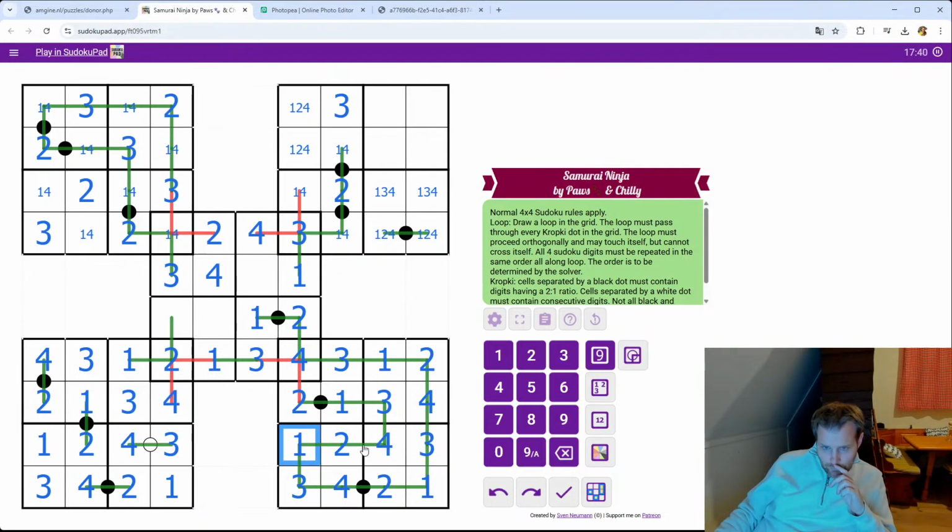Wait a sec. 4, 2, 1, 3. So 3, 1, 2, 4. Yes. Okay. So with the clock, it's 3, 1, 2, 4. So, okay, this is 3, 1, 2, 4. Yep.